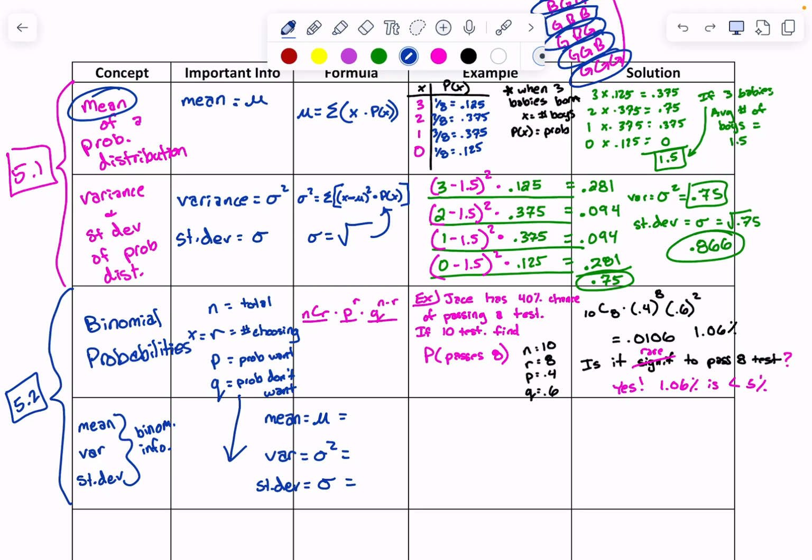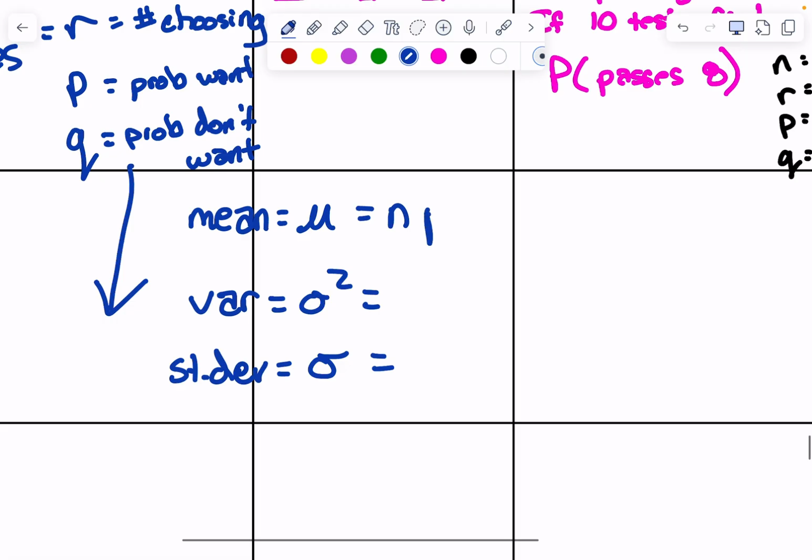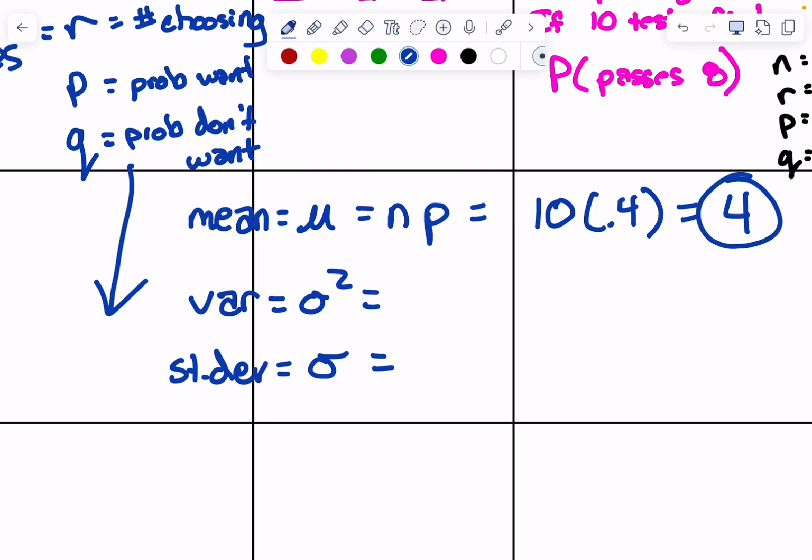So if Jace has a 40% chance of passing, and we give him 10 tests, how many tests will he pass? 4, because you took N times P, which was 10 times 0.4, which is an average of 4 tests that you should pass. Make sense? Okay.